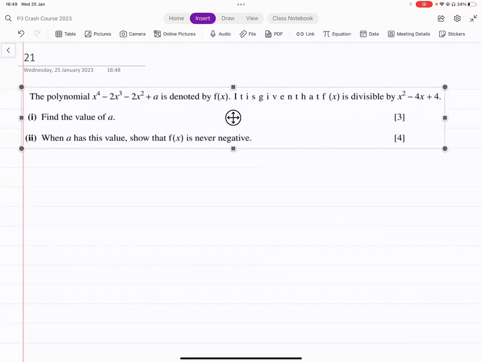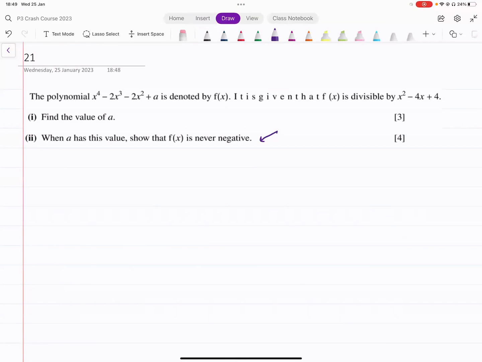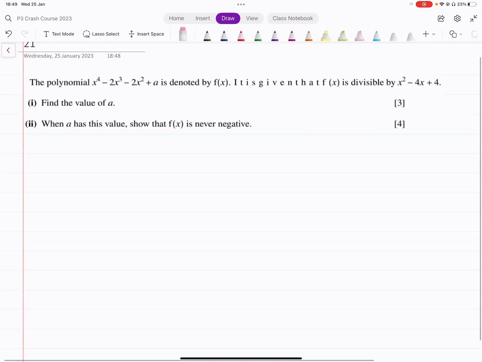The second part of this, we want to focus on this basically. When a has this value, so we'll find that value from the first part, we need to show that f of x, this function, is never negative. So we'll see how to think about problems like these. Let's do the first part first because we don't have the value of a. Let's start from the first part for that reason.